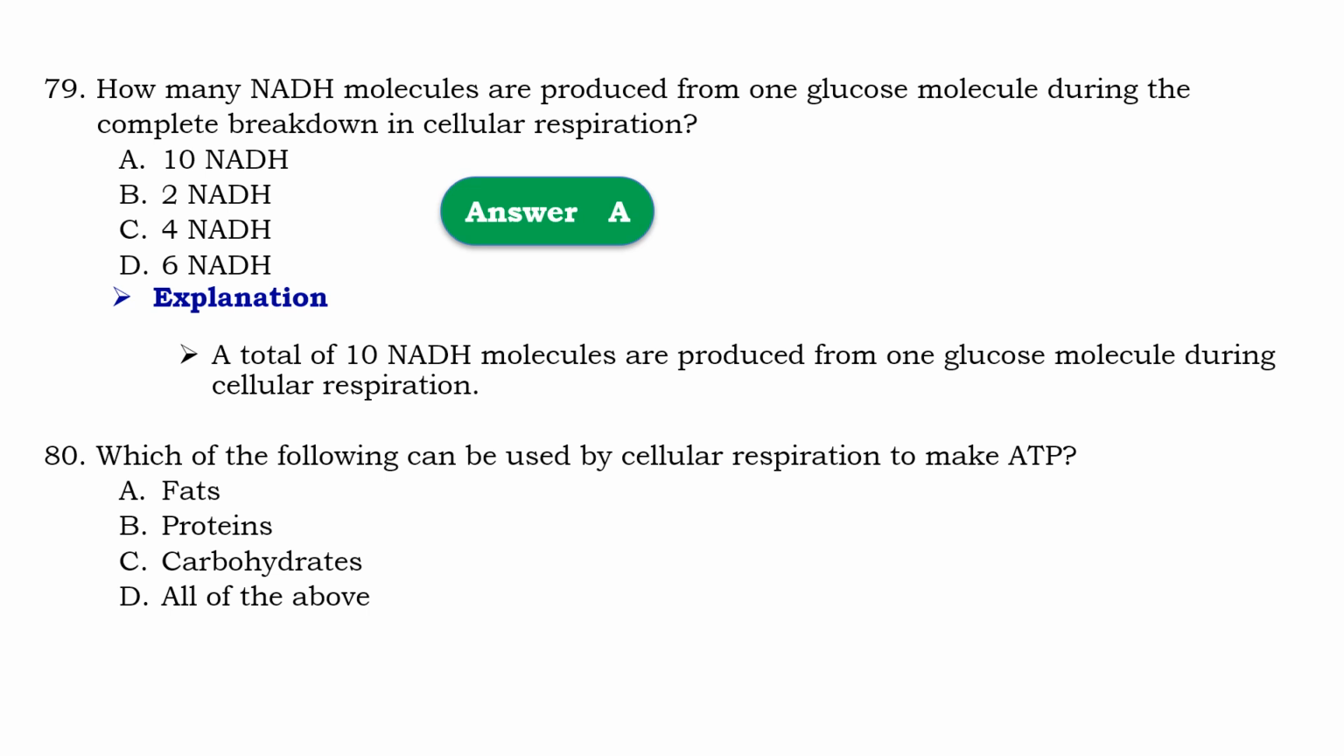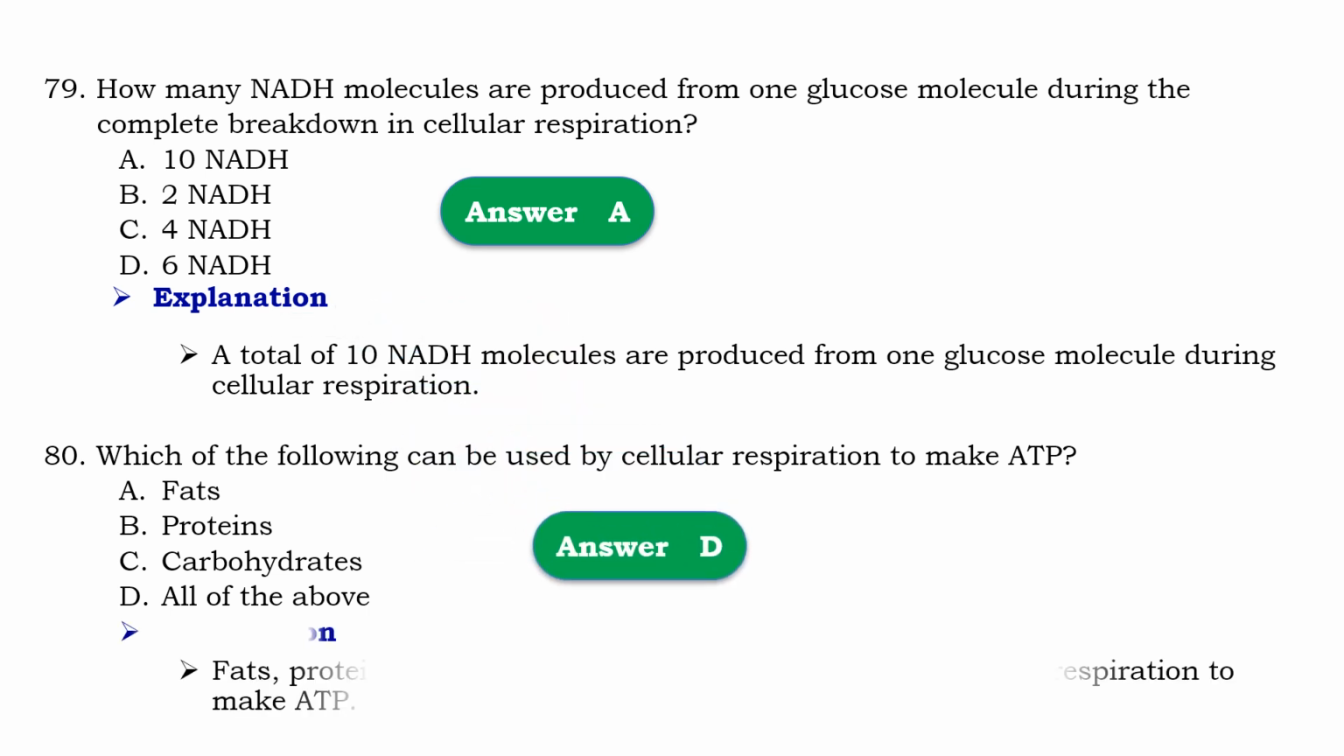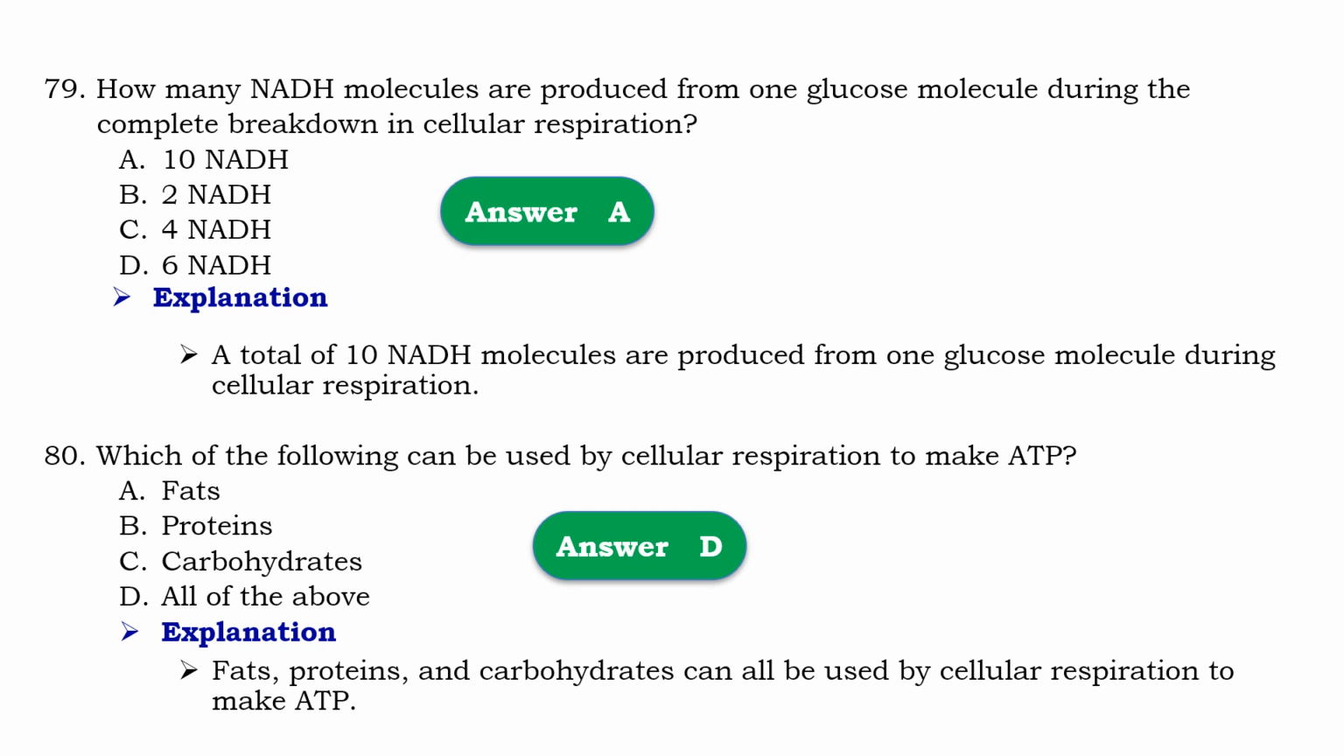Question number 80. Which of the following can be used by cellular respiration to make ATP? So that should be D, all of the above. Means that fats, proteins and carbohydrates can all be used by cellular respiration to produce or to make ATP.